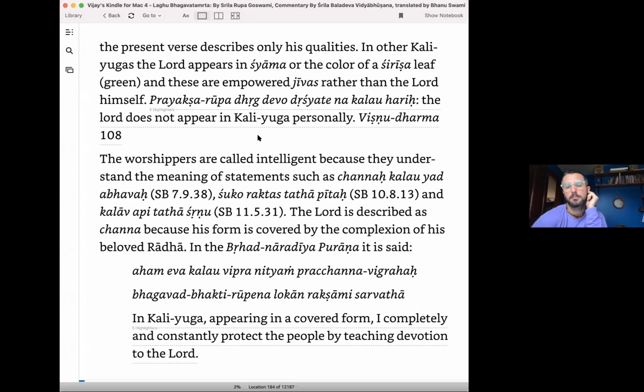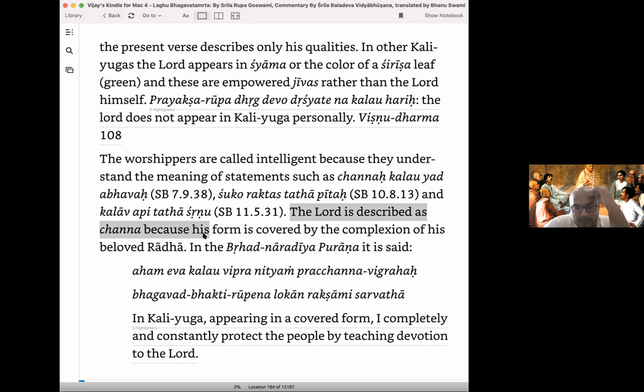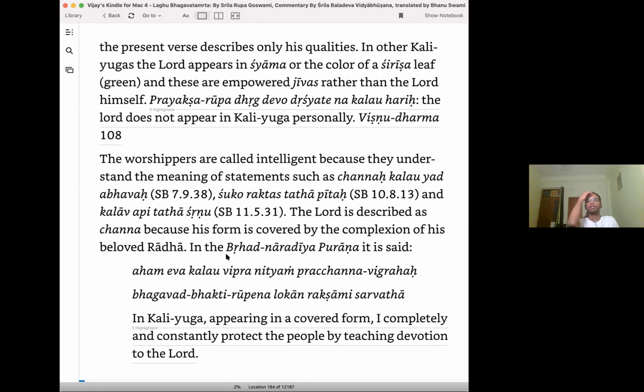Okay, that's a different topic though. That's interesting, correct. This is for the Kali Yuga. Yeah, that's interesting. Yeah, the same idea, but what is the difference between Shyama and Krishna, from a color point of view?